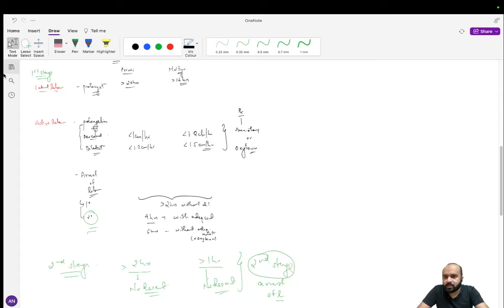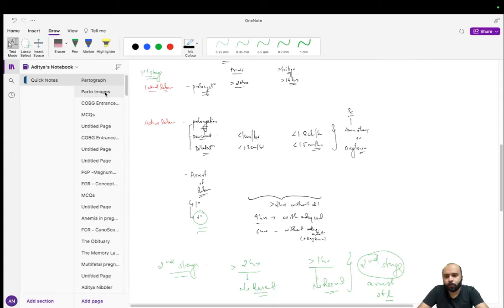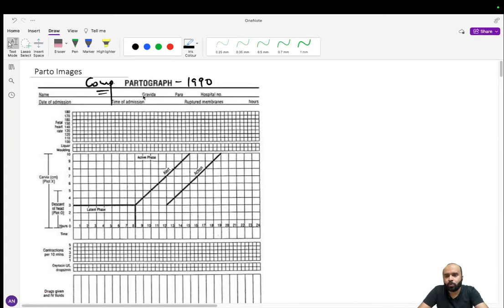Now, since you have taken a screenshot, I'll be going towards a few examples and shall be explaining to you how to chart a partograph. Now, when you see this composite partograph, this was the first ever proper partograph that was made by WHO in the year 1990. Now, in this, you have to see that there are a few important components.